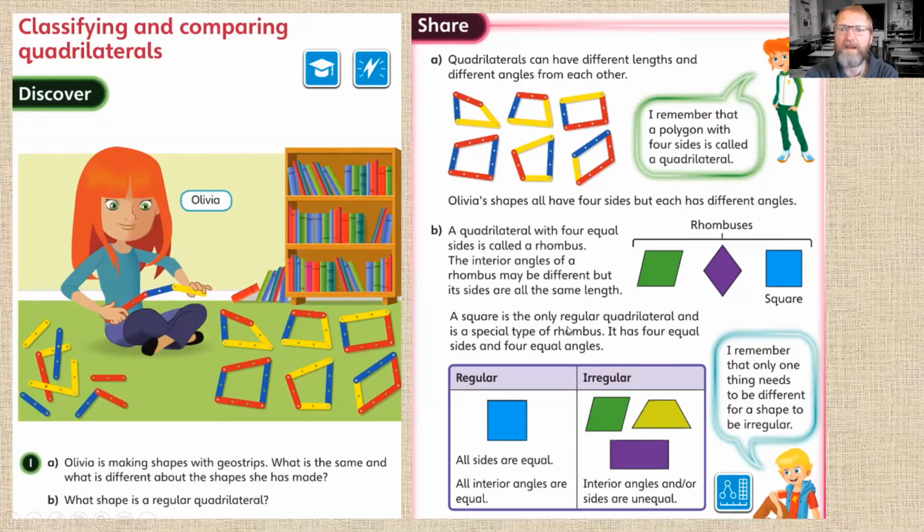A square is the only regular quadrilateral and is a special type of rhombus. It has 4 equal sides and 4 equal angles. So a regular quadrilateral or a regular rhombus is a square. All sides are equal. All interior angles are equal. They're all right angles. And these irregular quadrilaterals, the interior angles and all the sides are unequal. So you can see this one has longer sides and shorter sides. This one has all angles the same, but the sides are different sizes.